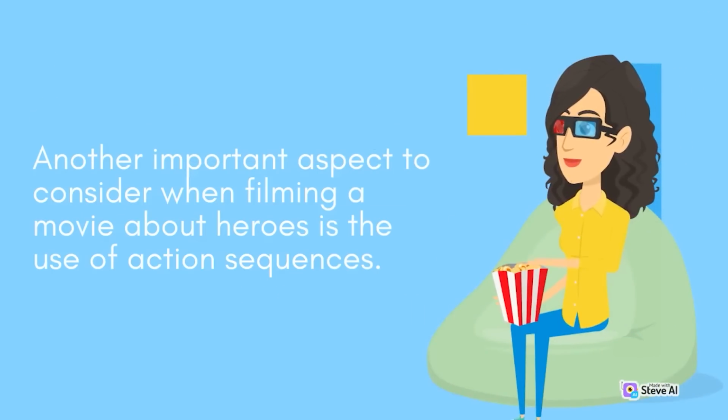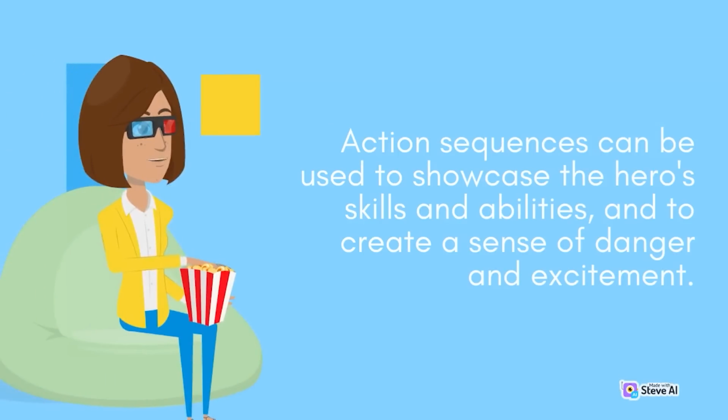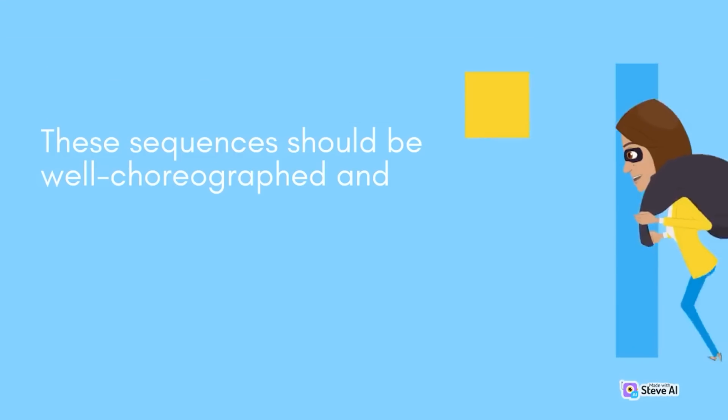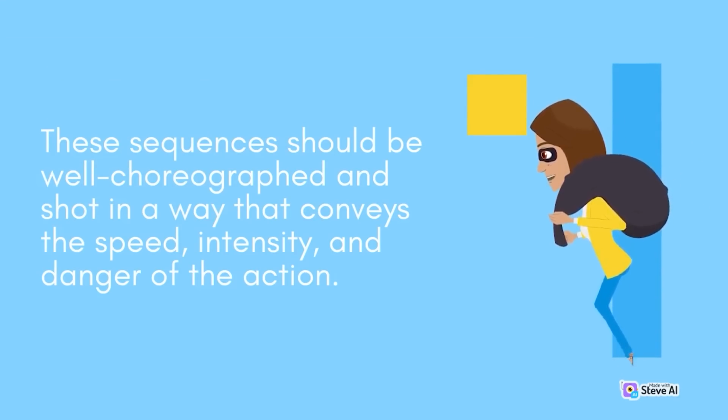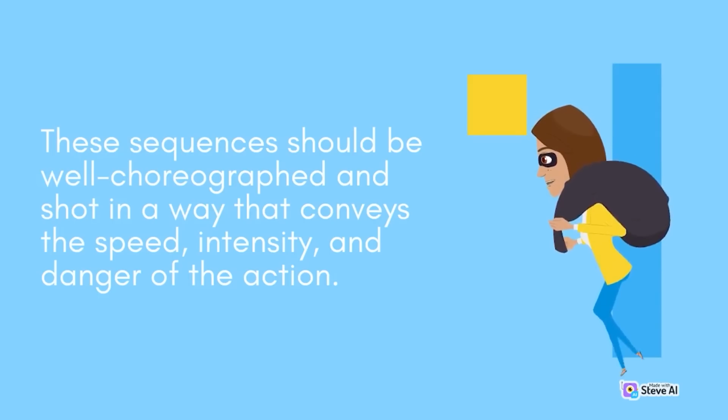Another important aspect to consider when filming a movie about heroes is the use of action sequences. Action sequences can be used to showcase the hero's skills and abilities, and to create a sense of danger and excitement. These sequences should be well choreographed and shot in a way that conveys the speed, intensity, and danger of the action.